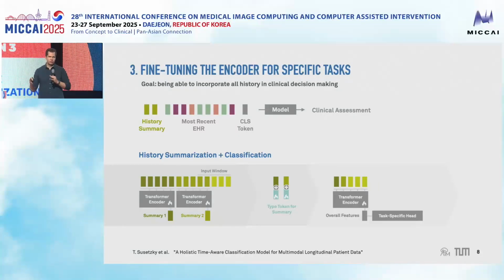And now this much smaller, somewhat condensed sequence goes into the model again to obtain the overall features for the task-specific head. Note that this entire setup is still trainable end-to-end and enables processing very long patient journeys in a computationally feasible way.